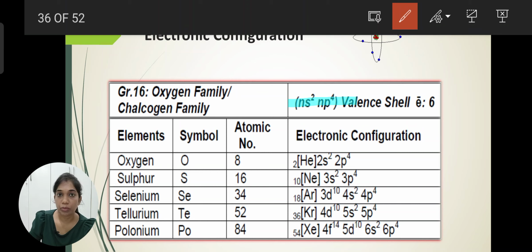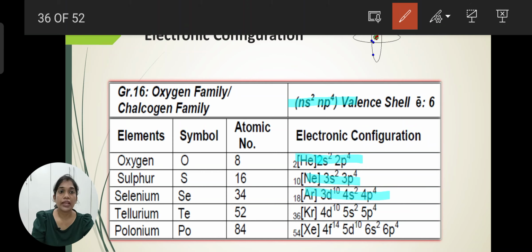So as we move down the group, principal shells are increasing, that's why the number of periods is also increasing. You can see that for oxygen the outer electronic configuration is 2s2 2p4. For sulfur it is 3s2 3p4, then 4s2 4p4 and so on.